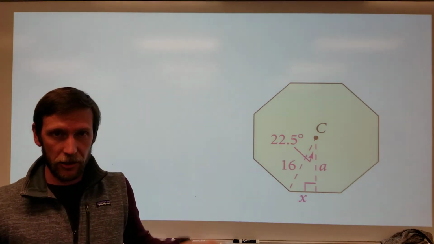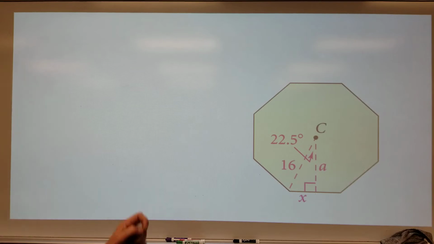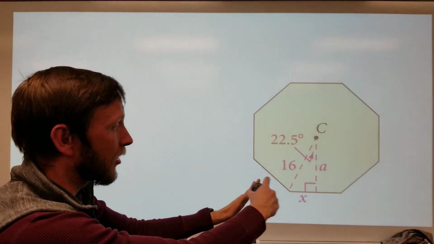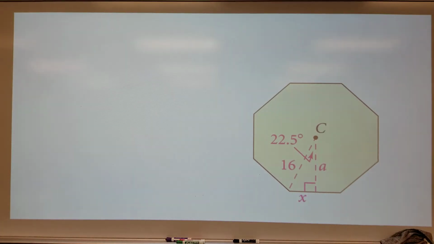So this is an octagon. All right? Let's see if you can find the apothem, find the value for x, double it to get the side, multiply by 8 to get the perimeter, multiply all that together, and multiply it by 1/2 to see if you can get the area. Pause the video if you need to do that.